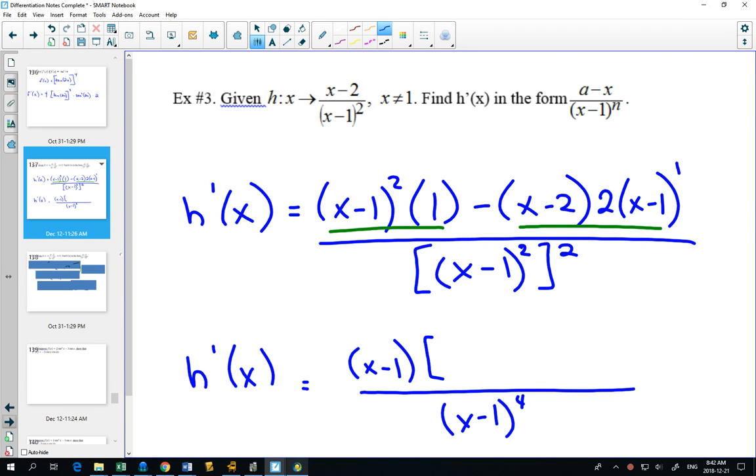What would be left in my first term? Another x minus 1. What would be left in my second term? A 2 and an x minus 2. But this will allow me to simplify one of these and one of those.